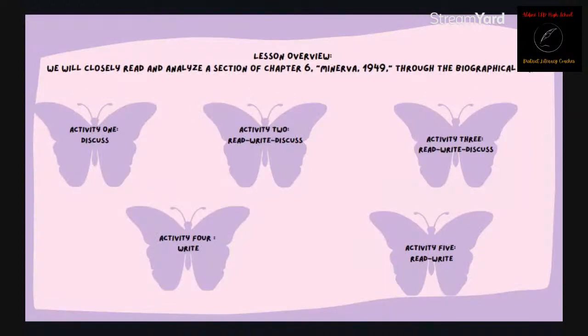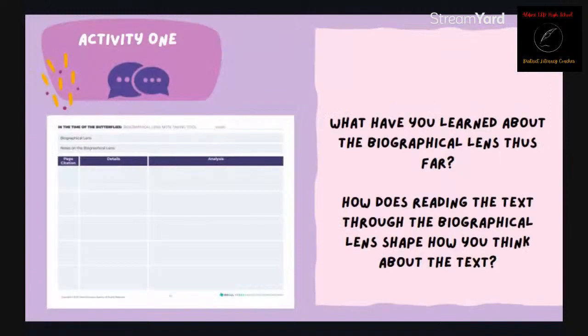For the lesson overview, we will closely read and analyze a section of Chapter 6, Minerva, 1949, through the biographical lens. And there are 5 activities in this lesson. All are core. So lesson 6 begins with students reviewing what they know about the biographical lens from the previous lesson and how the lens relates to the text by reviewing their biographical lens note-taking tools and discussing the questions on the screen as a class. So what have you learned about the biographical lens thus far, and how does reading the text through the biographical lens shape how you think about the text?